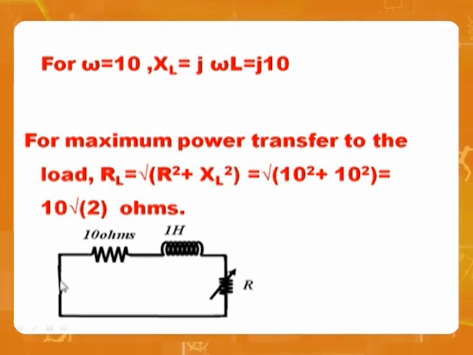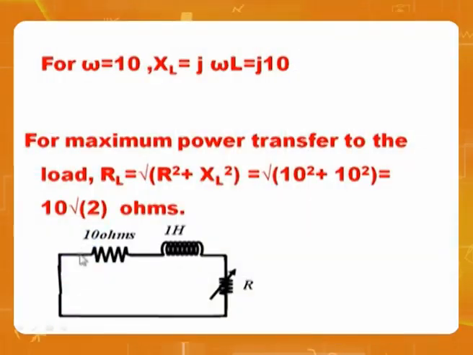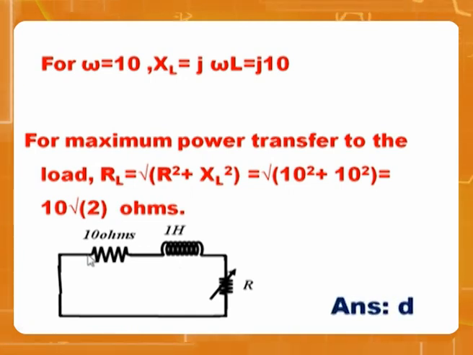You can also observe the source is becoming short circuited. Because while calculating Thevenin's impedance, we always say voltage source should be 0. Therefore, having made this 0, the answer is simple. R is equal to root of 10 plus J10, means root of 10 square plus 10 square. This is the answer. So answer is D. Let's go to the third problem.